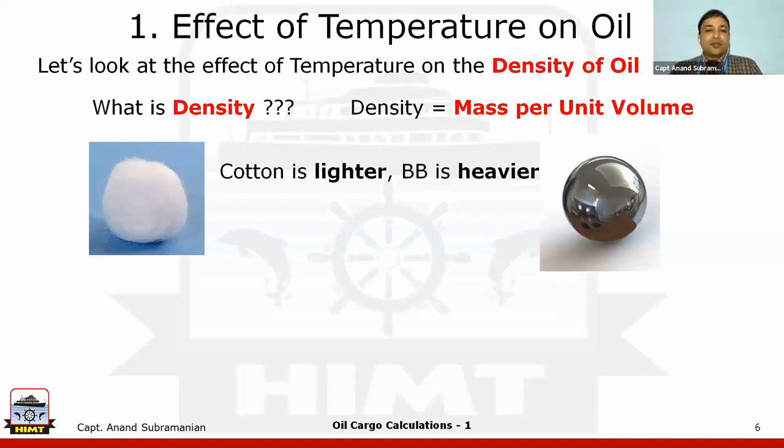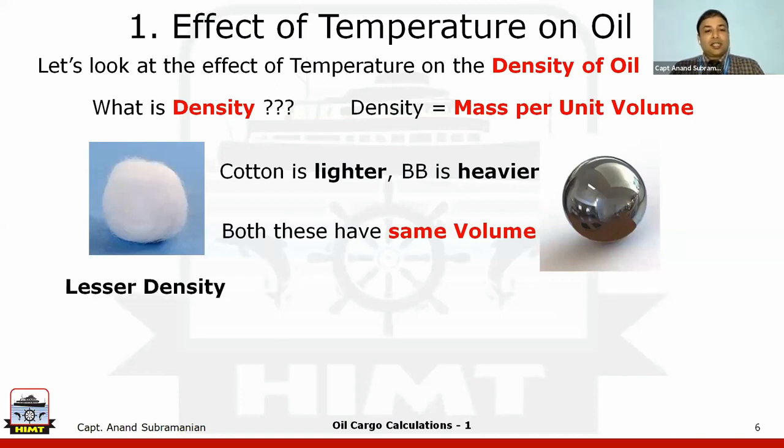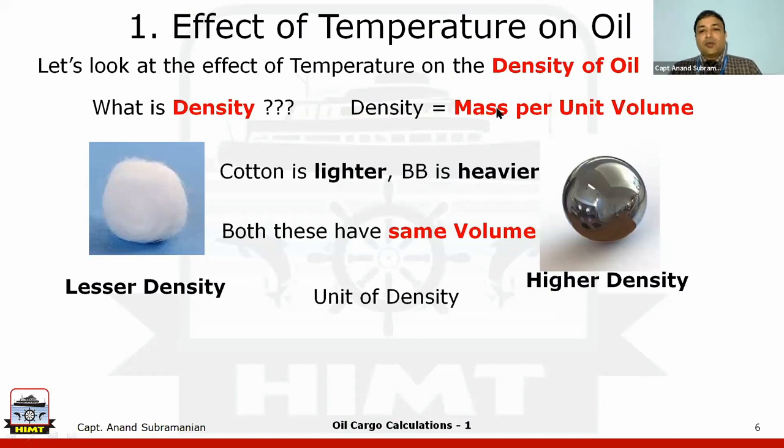So if I ask you a simple question, which has got higher density, cotton or the steel ball bearing? Steel ball bearing. That means I've got more mass packed into unit volume, and that is why the ball bearing density is higher. Whereas the cotton, which is the same volume, is very fluffy, it's full of air inside. Even though they have the same volume, the cotton has lesser density and the ball bearing has higher density. Is it clear? Now the unit of density, as the definition says, is mass per unit volume. Now what is mass measured in?